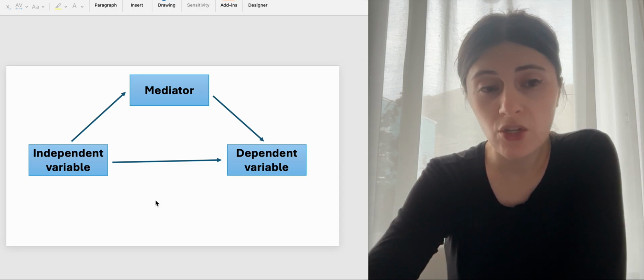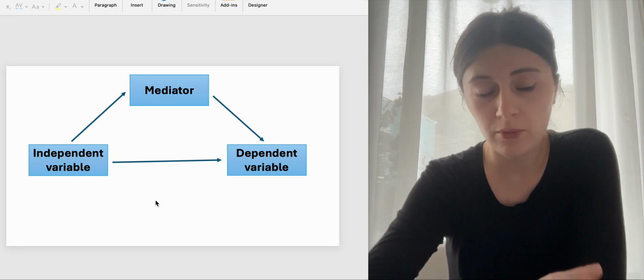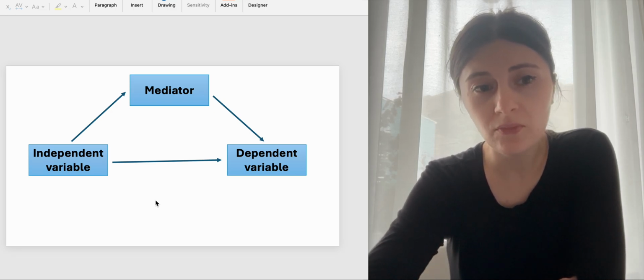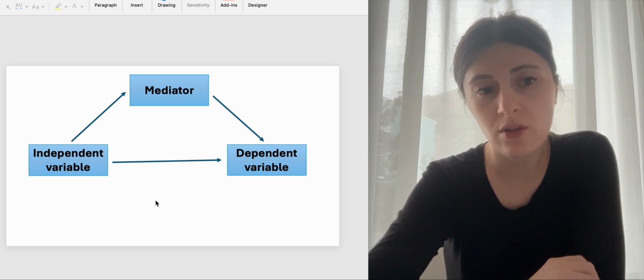We say that mediation occurs when the independent variable affects the dependent variable through a third variable, which we call the mediator. This is a scheme which is typically used to represent mediation.